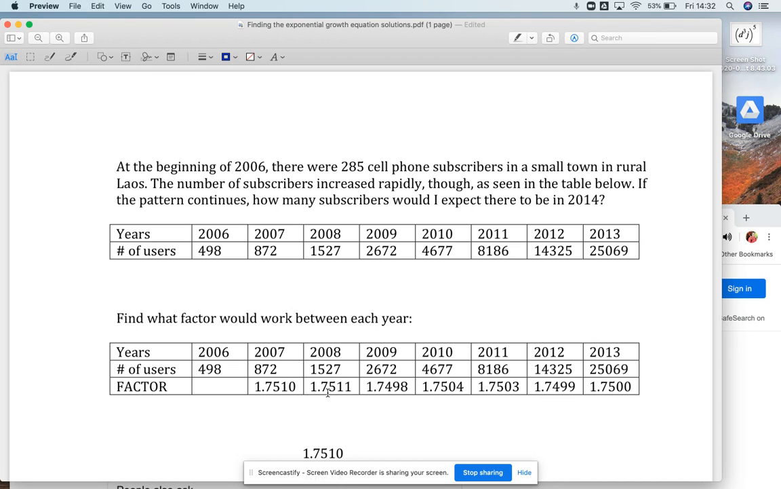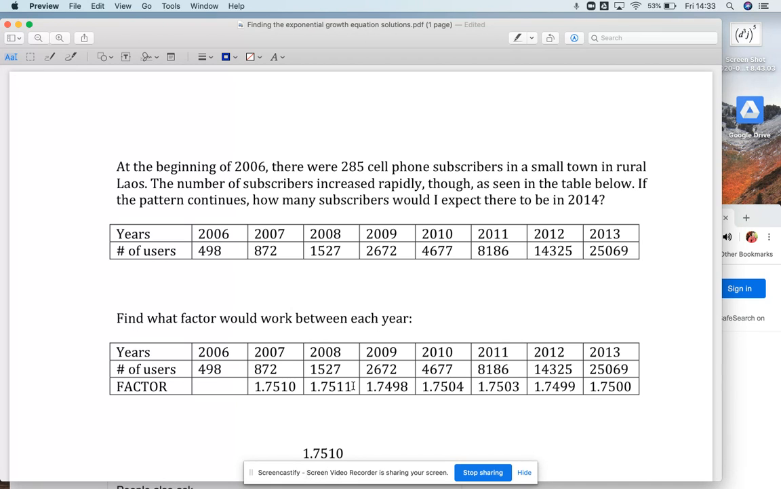1.7511, or 1 and 7,511 10,000ths. If we were to continue taking 2,672 divided by this, here are all the different growth factors that we would get all the way through 2013. They look pretty close. All of them are around 1.75, 1.7498, around that up to 1.75. They all are pretty close to 1.75 in here.